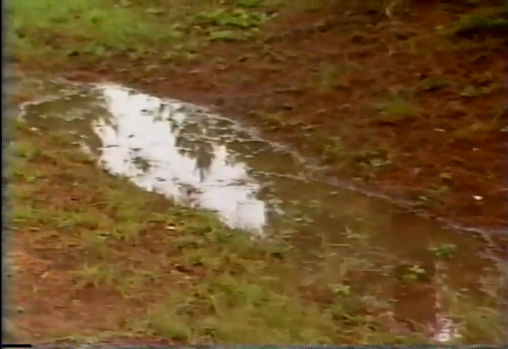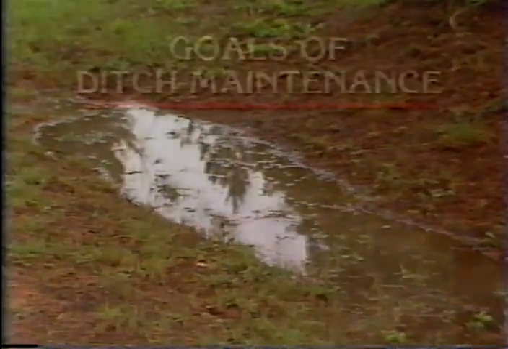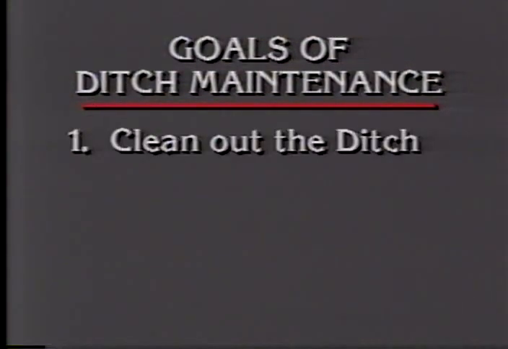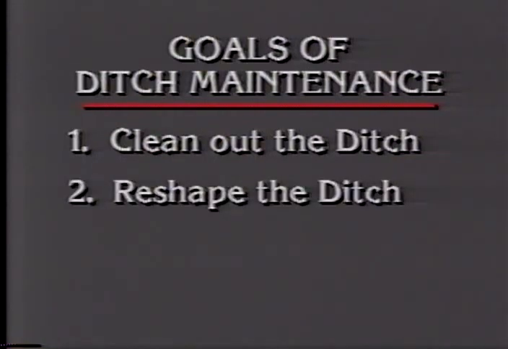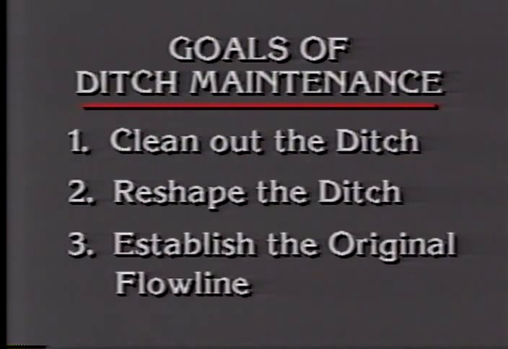This ditch cannot function properly as the flow of water is obstructed. The three goals of ditch maintenance are to 1. Clean out the ditch, 2. Reshape the ditch, and 3. Establish the original flow line along the bottom of the ditch. This will allow water to drain properly through the ditch.